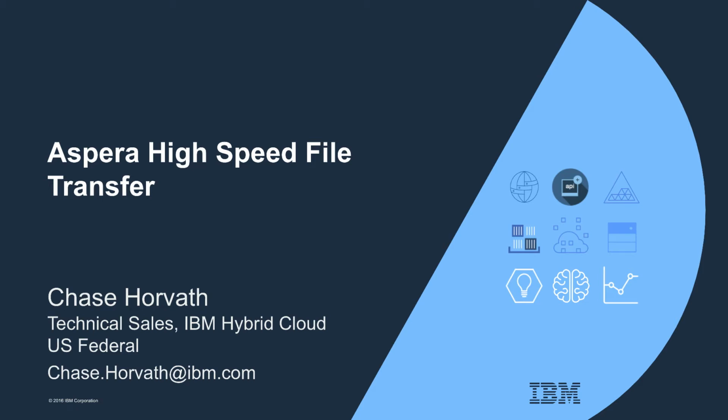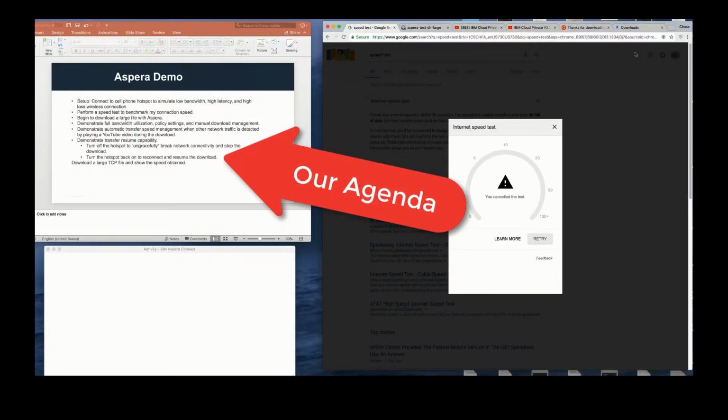My name's Chase Horvath. I'm a technical specialist for hybrid cloud technologies with IBM Federal. Today I want to show you how a product we have called Aspera performs over low bandwidth wireless connections. I'm going to use a cell phone connection, but what we're going to show here is we're going to move a whole lot of data through a really tiny connection that's both got decent latency and some packet loss.